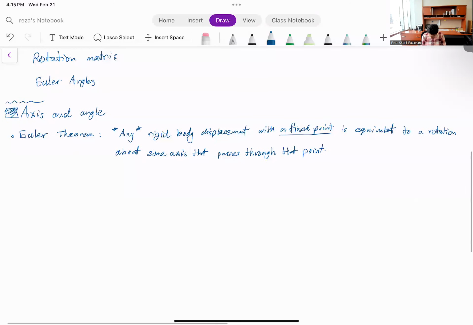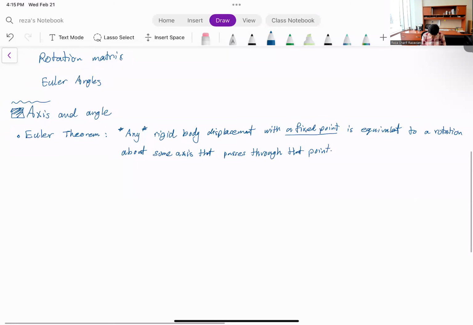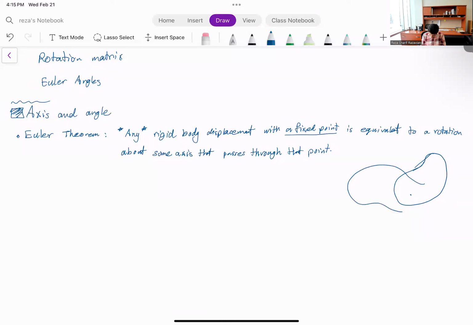So if I try to visualize it, I have a beam like this, and it rotates in 3D. Maybe looking at it from a different angle, it even looks different. But one point on the body remains fixed. What this theorem says is this displacement can be represented as just a single rotation about one axis that passes through the point.